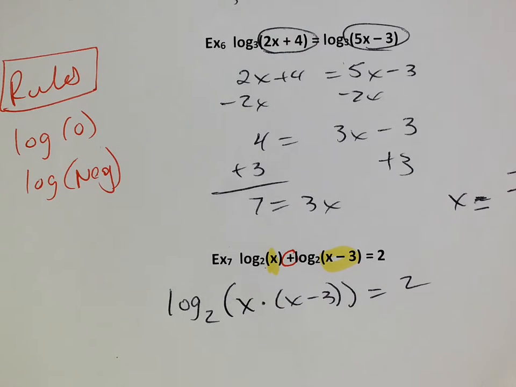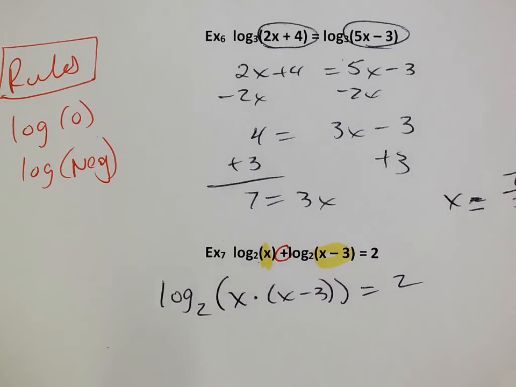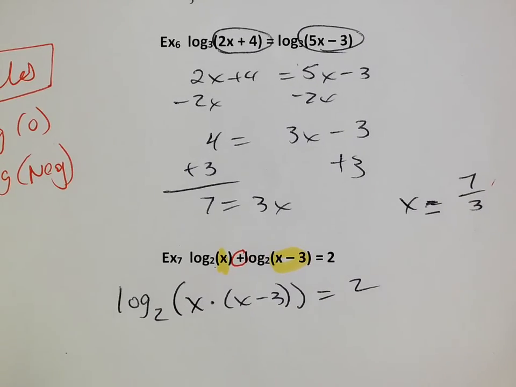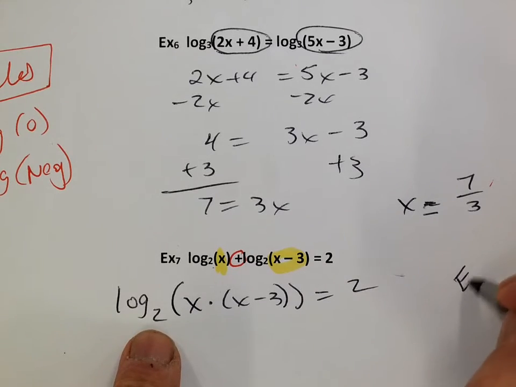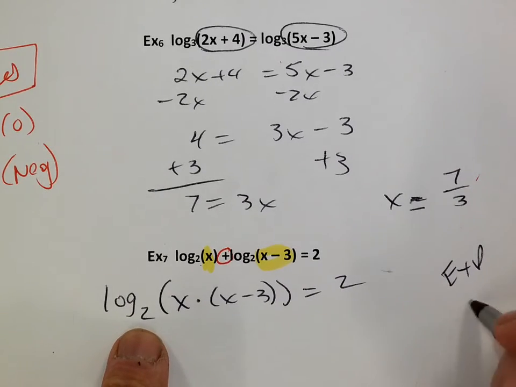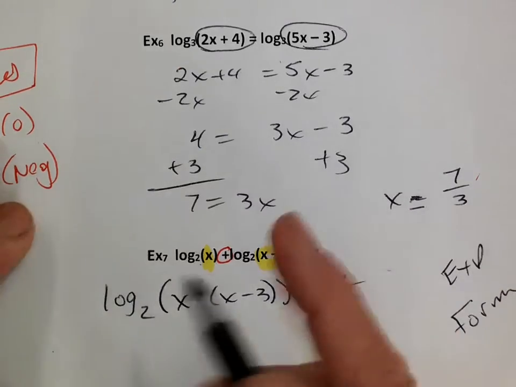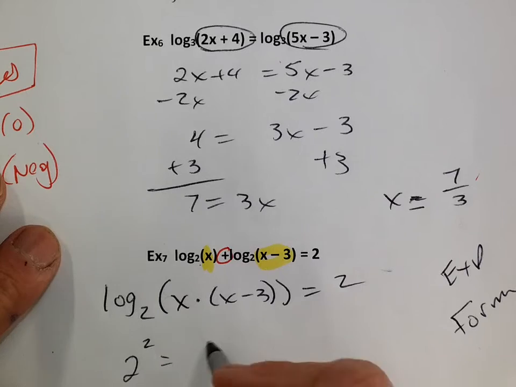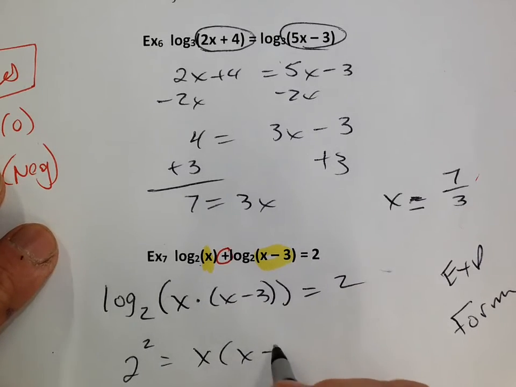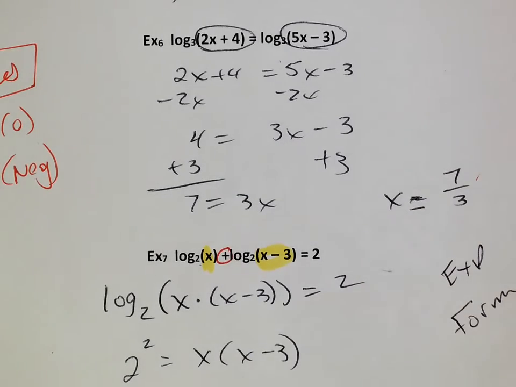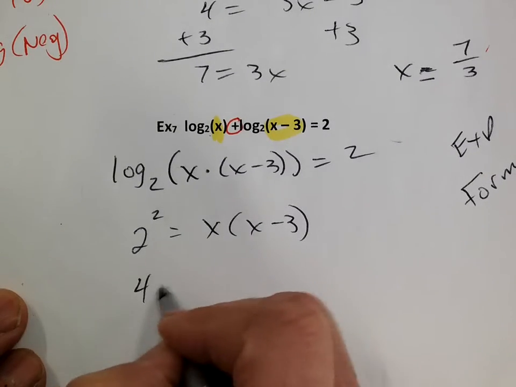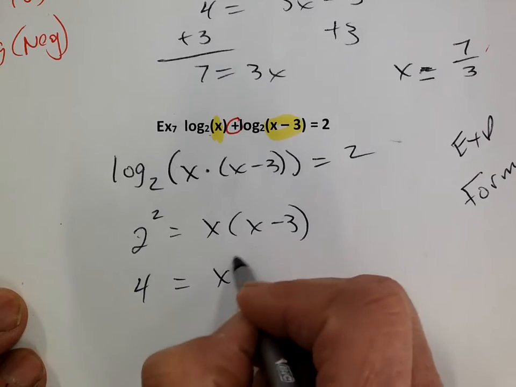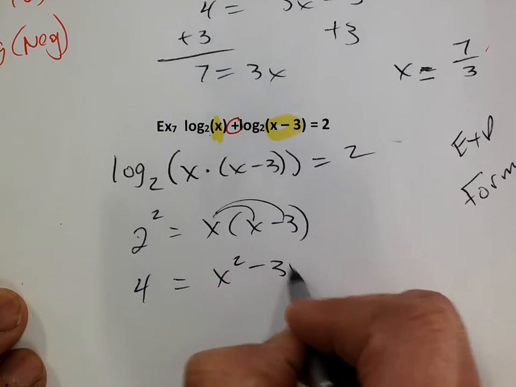Okay, now the next thing I'm going to do is change it from log form to exponential form. So I'm going to go 2 to the 2, exponential form. I'm going to go 2 to the 2 power equals x times x minus 3, okay? Now it's just basically doing some algebra, which we should be good at. We're going to get 4, 2 to the 2 equals x squared minus 3x.